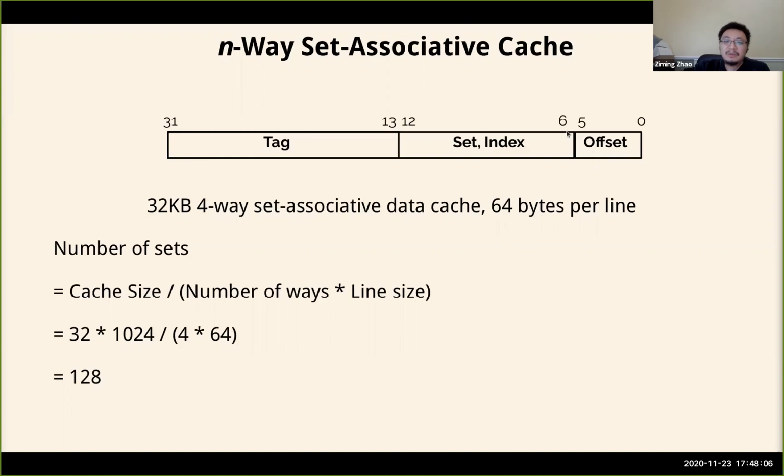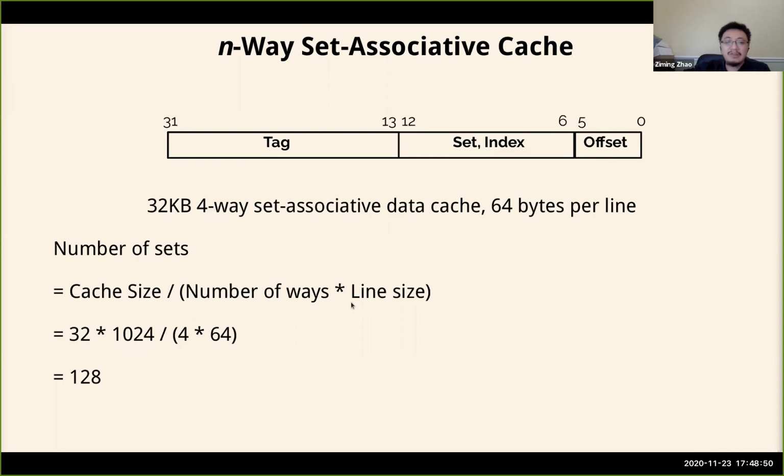Then bit 6 to bit 12 are used as the index. It's called the index or set number. And bit 17 to 31, they are called the tag. So for this CPU, for this cache, how many sets do we have? First of all, the total cache size is 32 kilobytes, so it's 32 times 1024. Then how many ways do we have? This is a 4-way cache. It's listed here.